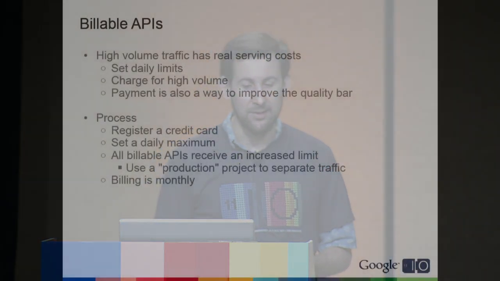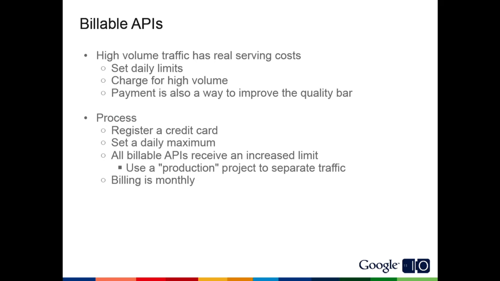The actual sign-up process is very simple. You sign up with a credit card in the API console. You get to choose the daily maximum because, after all, it's your money. You decide how many queries a day you will tolerate, and the API infrastructure will enforce that. It's important to mention that all APIs in the project will get the billable limits. So you should really keep two projects around, one for experimentation and development work, and one for production where money is going to be charged. And then you get a monthly bill through Google Checkout, a pretty familiar mechanism.